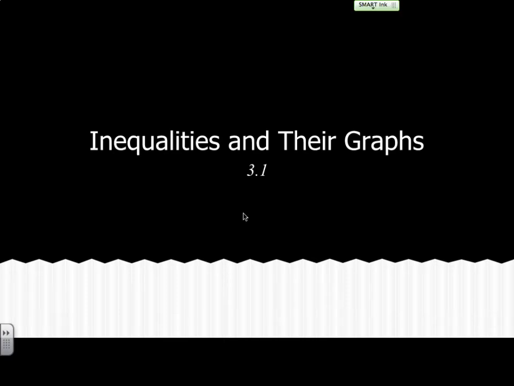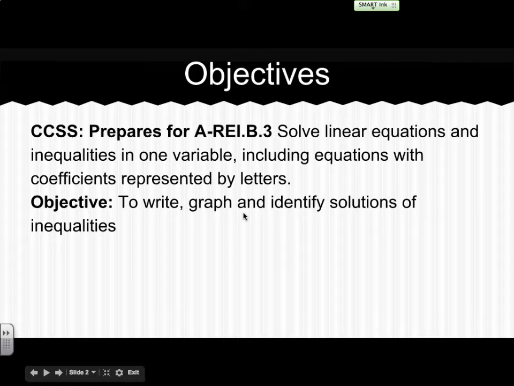Inequalities and their graphs. Objectives: to write, graph, and identify solutions of inequalities.